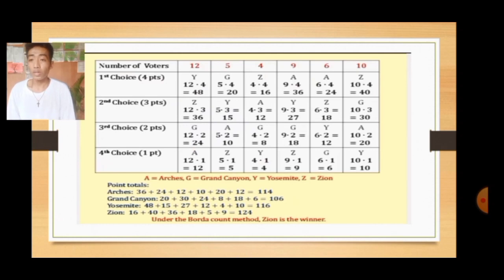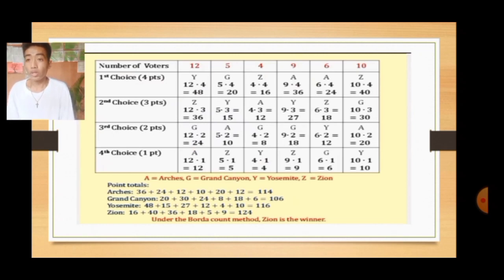Third choice is 2 points. G got 24. A got 10. G got 8. G got 18. Y got 12. A got 20.